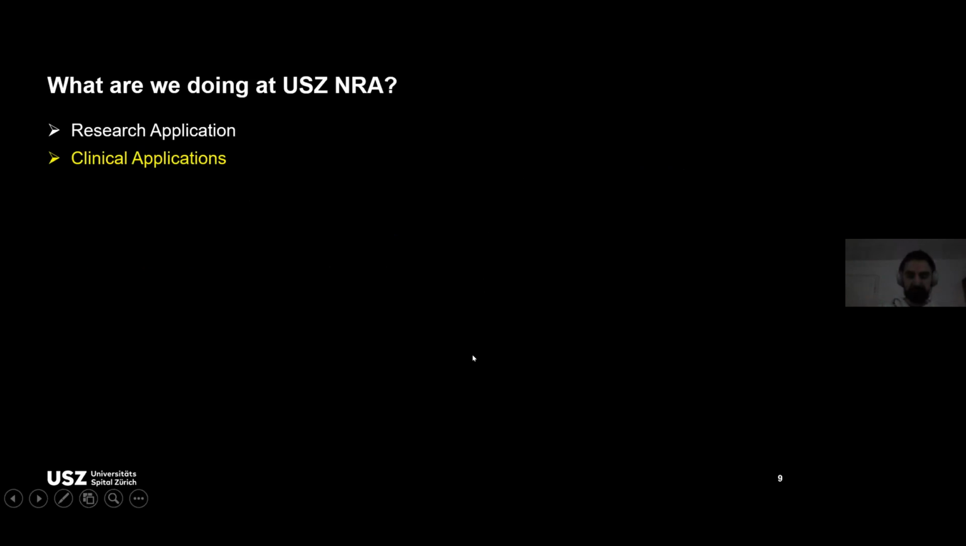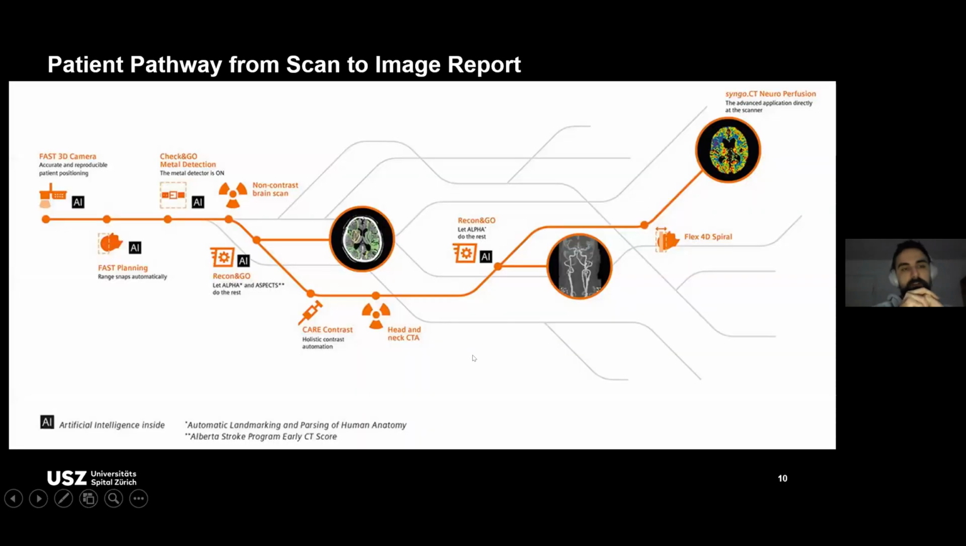What are the clinical applications? First, we have a system from Siemens called the patient pathway, from scan to image report. It guides us through every step. The moment the patient comes to us for a CT scan, we have AI-supported software which helps us accurately reproduce patient positioning, helps in planning, detects metal, and helps in image acquisition and contrast dosing if further imaging is necessary, all with the end goal of providing optimal results.